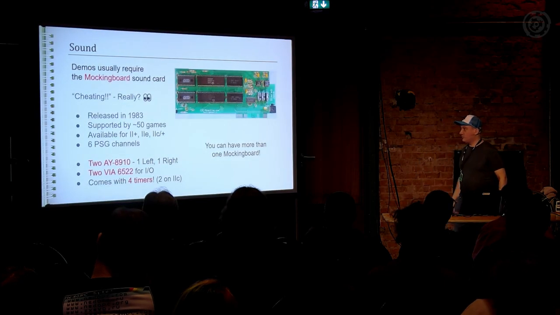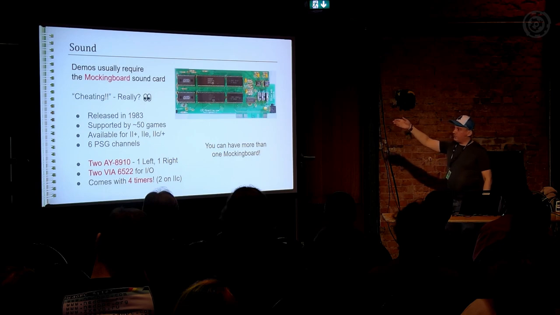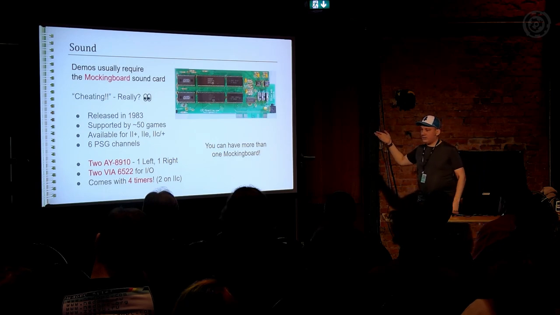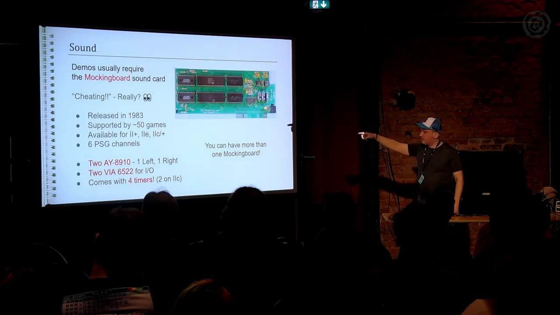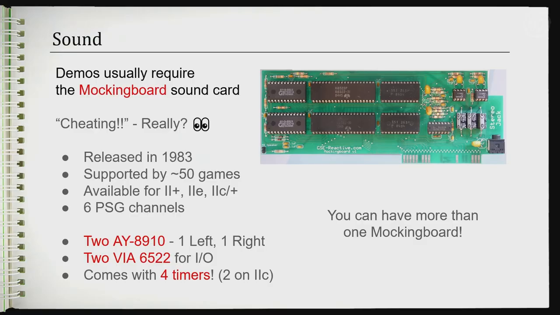What we use is the Mockingboard. It's a sound card. Some people say we are cheating, but really, first it was released in 1983. So it's an old card and it's supported by some games. Also, is it really cheating? Like on PC, don't you use cards? Like sound card, video card.